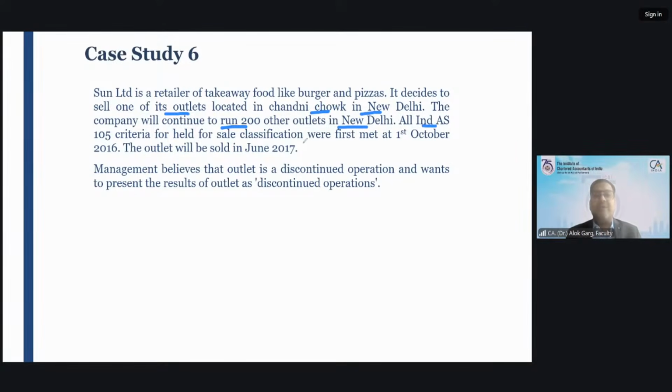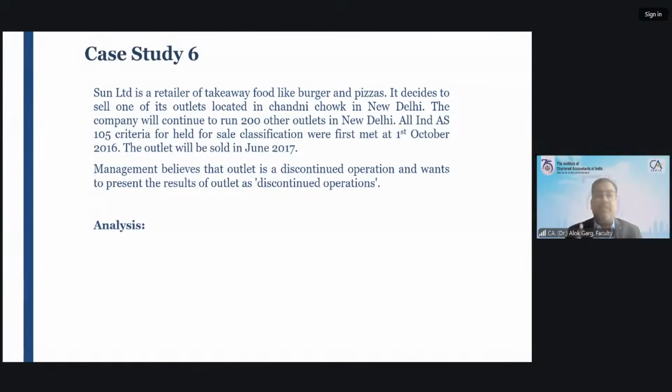All Ind AS 105 criteria for held for sale classification were first met on 1st October 2016. The outlet will be sold in June 2017. Management believes that the outlet is a discontinued operation and wants to present the result of the outlet as a discontinued operation. Tell me whether management is right.